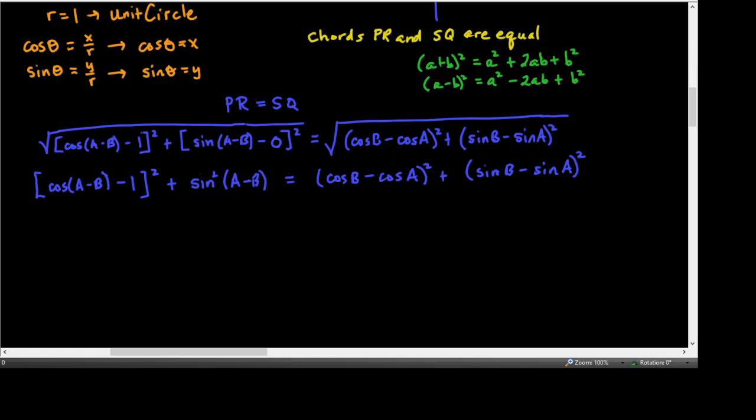Squaring cosine of something minus 1 will give me cosine squared of (a - b), minus 2 times 1 times cosine of (a - b), plus 1 squared is 1, plus then the sine squared of (a - b), which I just copied from above.